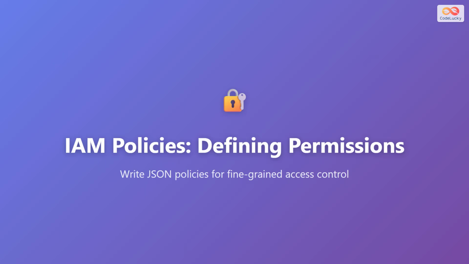Welcome to this tutorial on IAM policies and defining permissions. In this video, we'll learn how to write JSON policies for fine-grained access control in AWS. IAM policies are the foundation of security in Amazon Web Services, allowing you to precisely control who can access what resources and what actions they can perform. By the end of this tutorial, you'll understand the structure of IAM policies and how to create your own custom policies to secure your AWS environment.